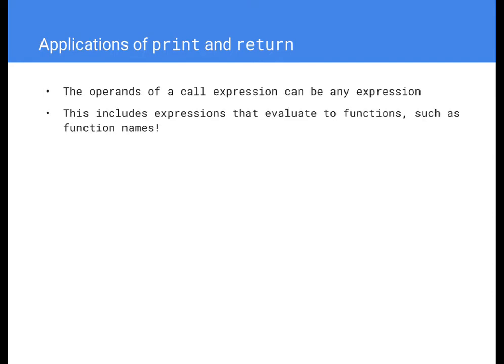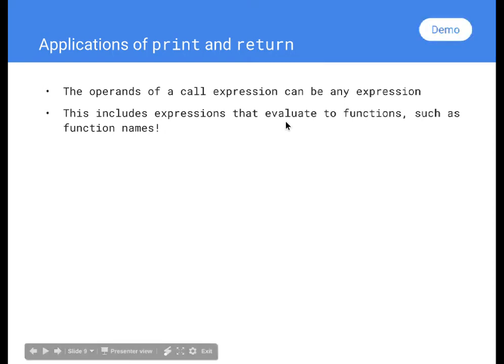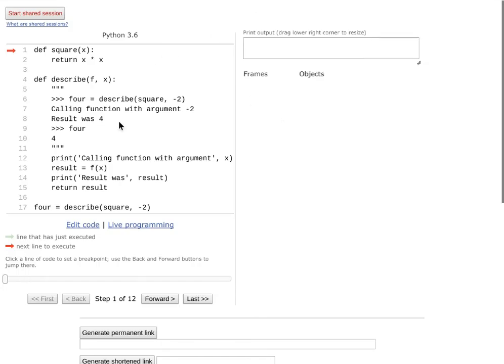Cool. So here's an application of print and return and why you might want to use them. So remember that the operands of a call expression can be any expression. And in fact, this includes expressions that evaluate to functions, such as function names themselves. So as an example, if we look at this, I've defined a square function. I've defined a function describe.